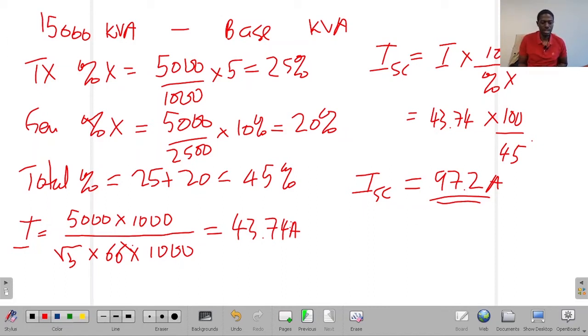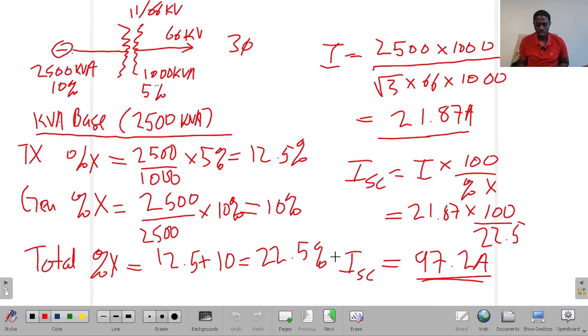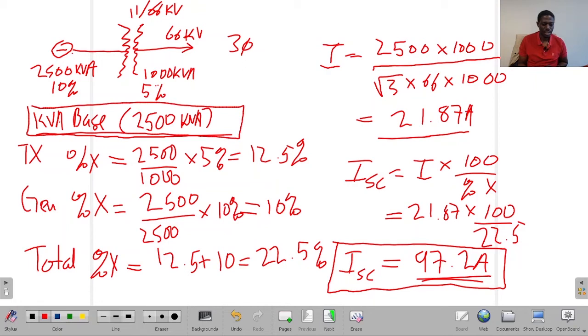So it doesn't matter what base KVA you choose, you're still going to get the same result in terms of the short circuit current. And this is what we had obtained in the previous example, when in the previous selection of the base KVA of 2500 KVA.